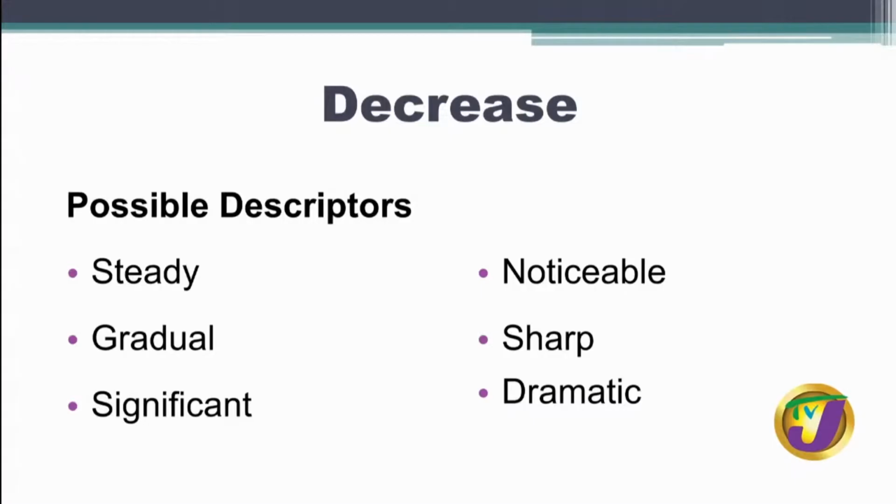On the opposite end, we have decrease. So of course, when it is decreasing, you can use the same descriptors as well. So the decrease can also be steady, gradual, noticeable, sharp, dramatic, or significant.